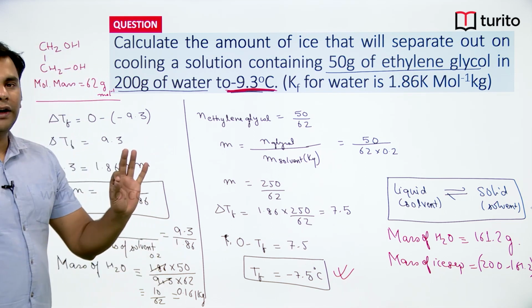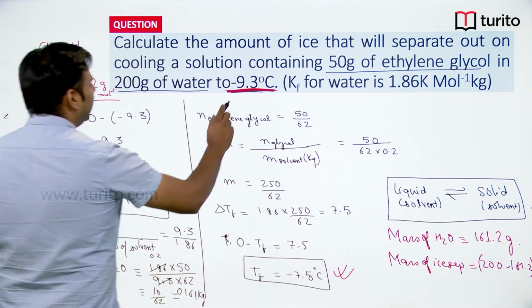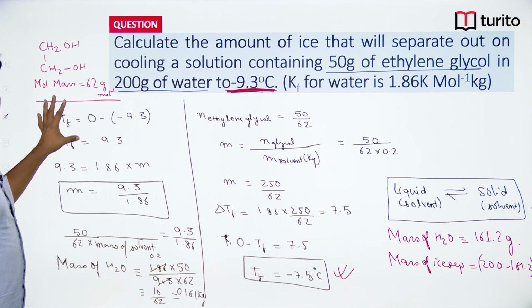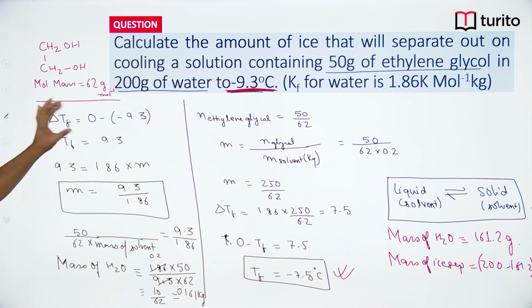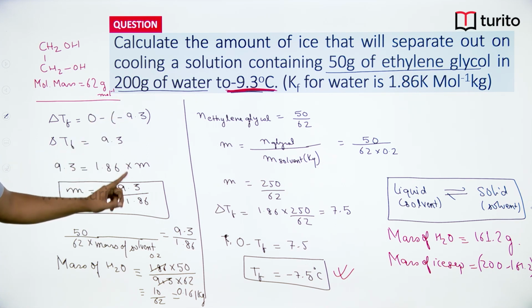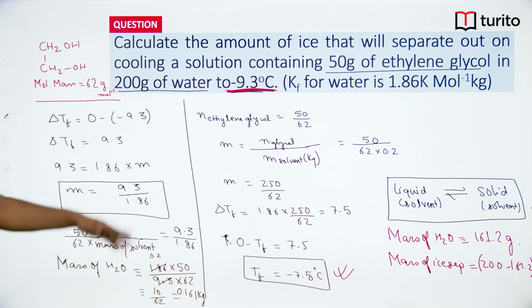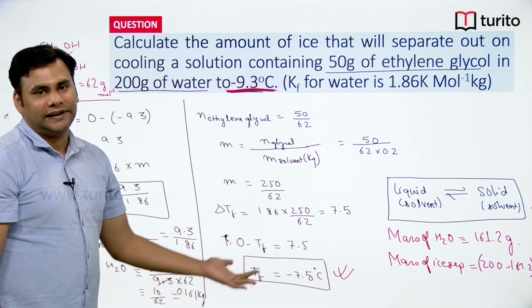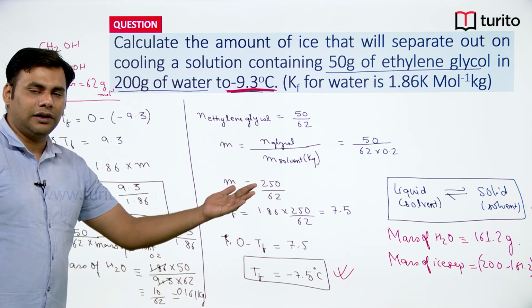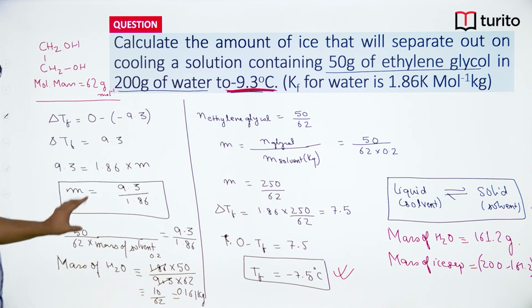So we need to find the mass of water at that temperature. If we have lowered the temperature to minus 9.3 degrees Celsius, the depression in the freezing point would be 9.3. At this temperature we will find the molality. Molality came out to be this. Now molality is the number of moles of solute upon mass of solvent in kg, because in this question it is clearly written that ice is separating out. That means the solvent is going from liquid to solid phase, but the solute is remaining in the solution only. So the number of moles of solute remains the same.